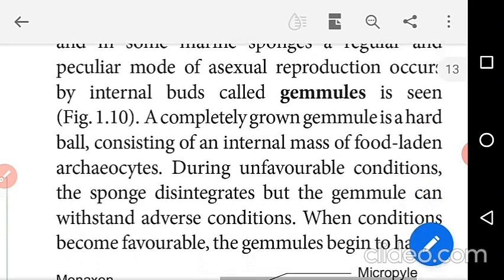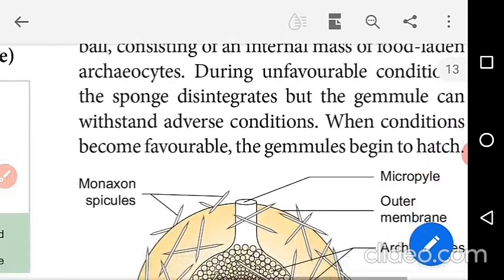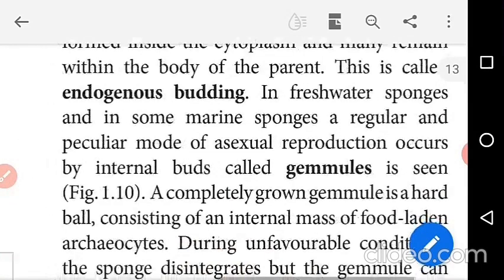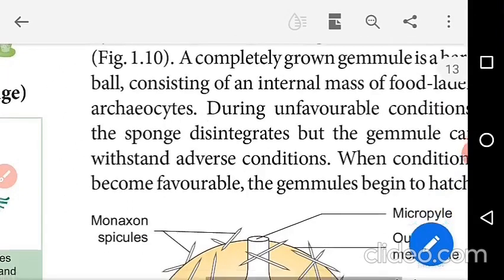When conditions turn favorable, the gemmules come out from their parents and form their small individuals. That is called endogenous budding. The best example is the sponge.